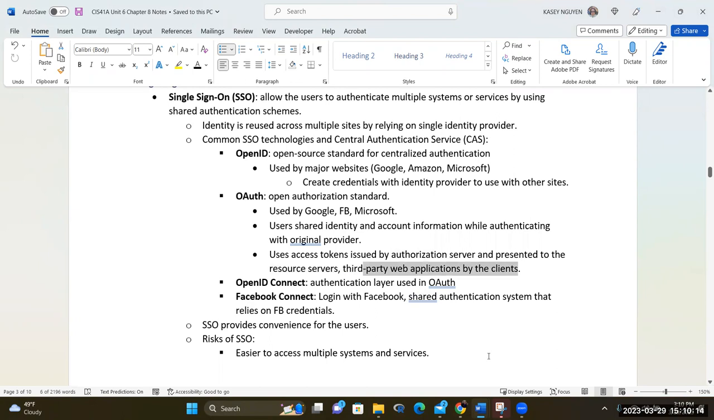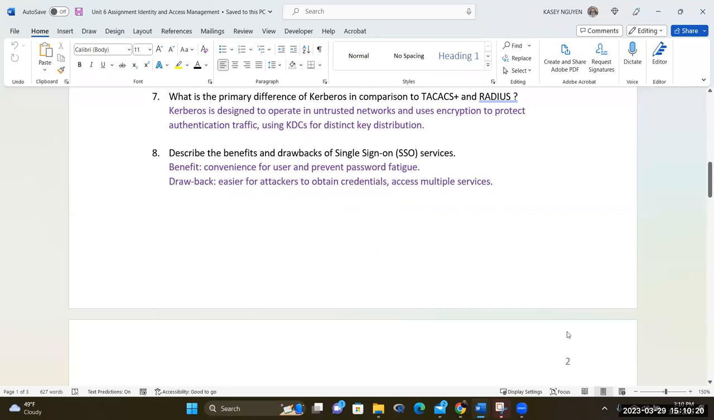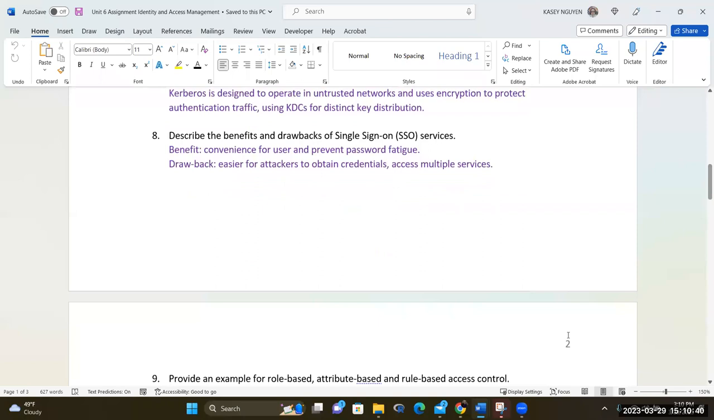Okay. So the benefits and the drawbacks. The benefit is that it's definitely convenient for the user, and it reduces the password fatigue. The drawback is that it's easier for an attacker to obtain your credential and be able to access a lot of different services. Okay. So make sure we know these.